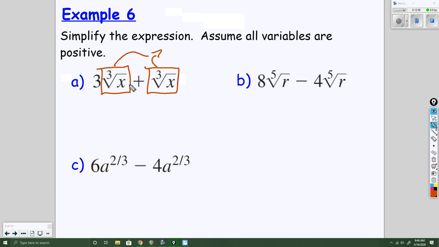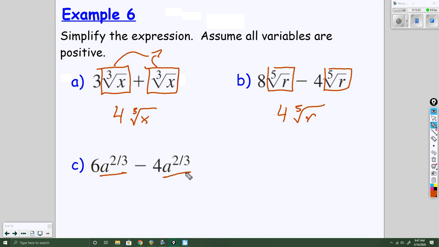In both of these, we have cube roots of x. We have 3 of them right here and 1 of them right here. So when we're adding them, we're going to have 4 in total: 4 times the cube root of x. Same thing right here. The index has to be the same. We've got to be talking about the same things. It's just like taking inventory. We have 8 of these items, we're going to get rid of 4, so we have 4 of these items left over. Same goes here: 6a to the 2/3 power minus 4a to the 2/3 power. That's 2a to the 2/3 power.